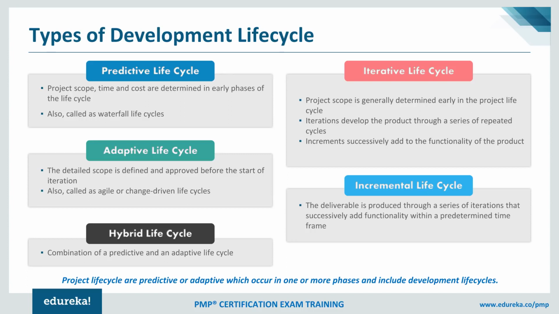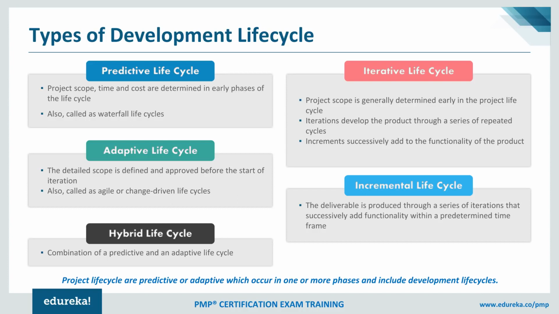So you may have come across various life cycles like predictive life cycle or adaptive life cycle. And in fact, there are combinations. So sometimes predictive and adaptive way of working is combined, and then it becomes a hybrid life cycle. Apart from that, we also build in an iterative way and incremental way. So we have iterative and incremental life cycles as well. So let's start with the predictive life cycle.